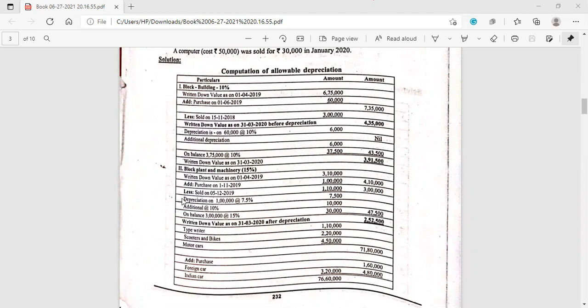Now we have to calculate depreciation on additions made during the year, that is on 1 lakh. First at the normal rate: 7.5%, because it is less than 180 days. So we'll get 7,500. And on the additions of 1 lakh, half of the normal rate, so we'll get 10,000. Then on balance, okay.